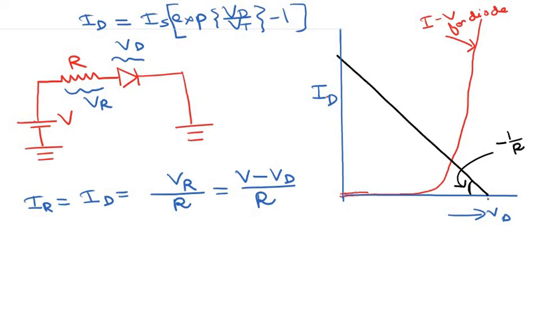When ID is 0, then we can already understand that Vd is equal to the applied voltage V. So Vd is equal to the applied voltage V when ID is 0, and when Vd is equal to 0, that is at this point, the current is V by R.